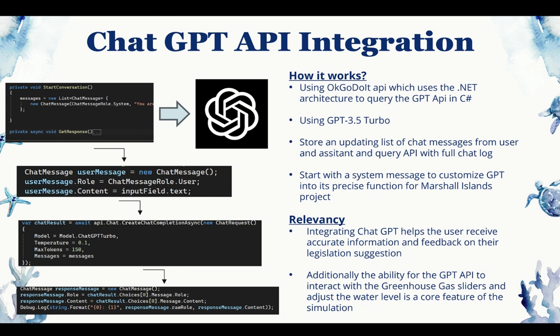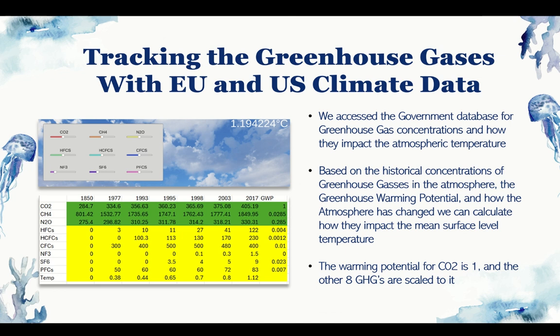For example, if it's realistic, how hard it'd be to implement. Additionally, the GPT API can interact with the actual game and adjust the sea levels and greenhouse gas concentrations. So we used real EU and US climate data to model the greenhouse levels. We accessed past historical greenhouse data, and this is what we model it on.